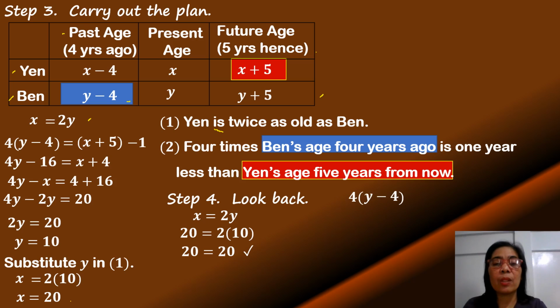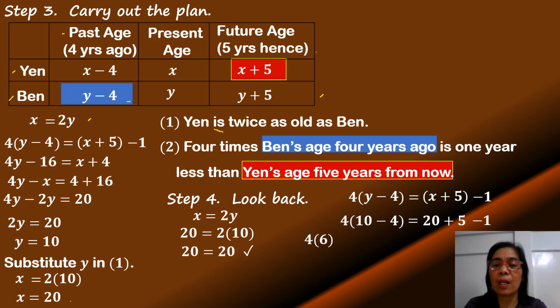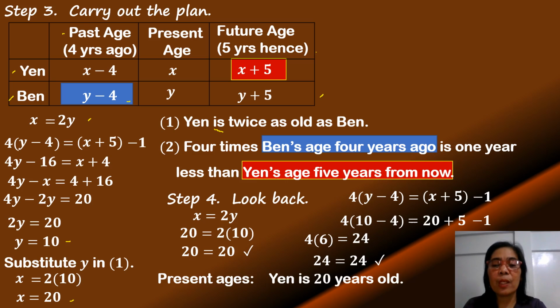The second condition is 4 times y minus 4 is equal to x plus 5 minus 1. So as we substitute the values of y and x, we obtain 4 times 6, is it equal to 24? And 20 plus 5 minus 1 is 24. 24 is equal to 24. We arrive at an identity, which means these values of x and y also satisfy the second condition. So we finally say that indeed Yen is 20 years old and Ben is 10 years old.